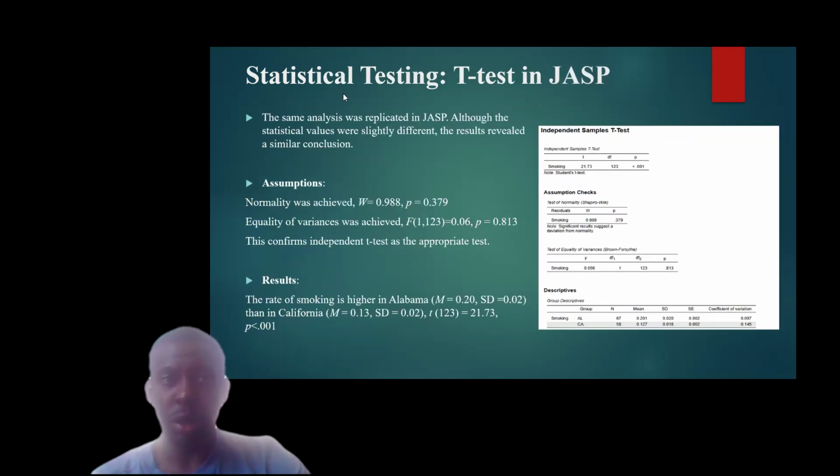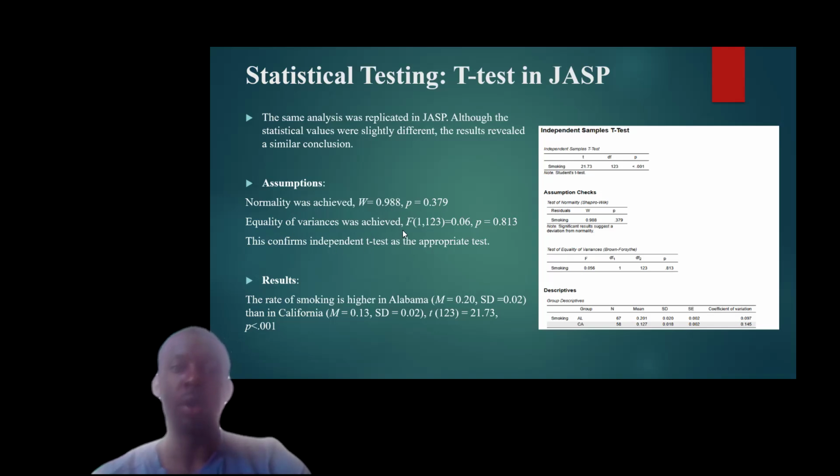Next is the statistical testing, where I did the t-test in JASP. The same analysis was replicated in JASP, although the statistical values were slightly different. The results revealed a similar conclusion. You did see in assumptions that normality was achieved, showing 0.988, and then P showing 0.379.